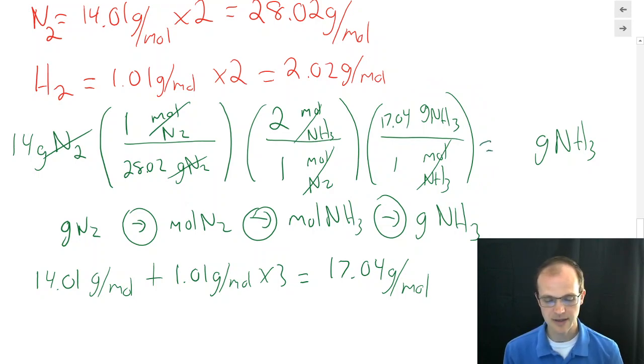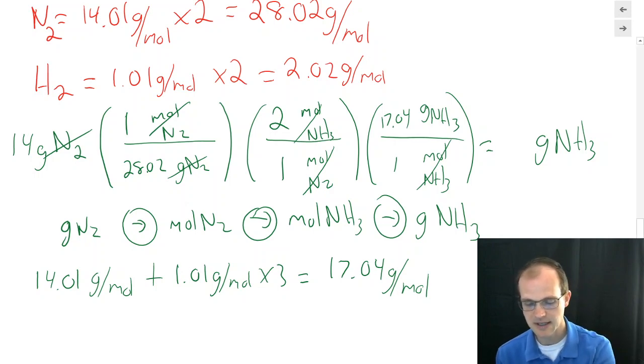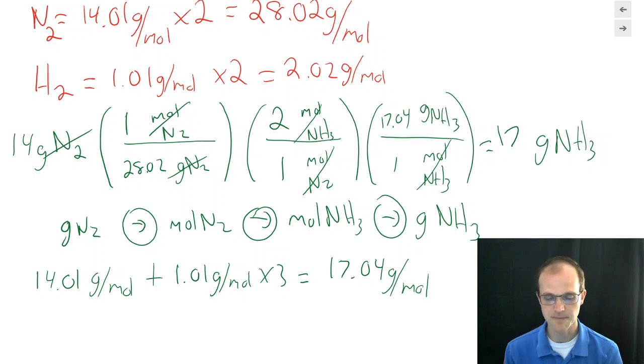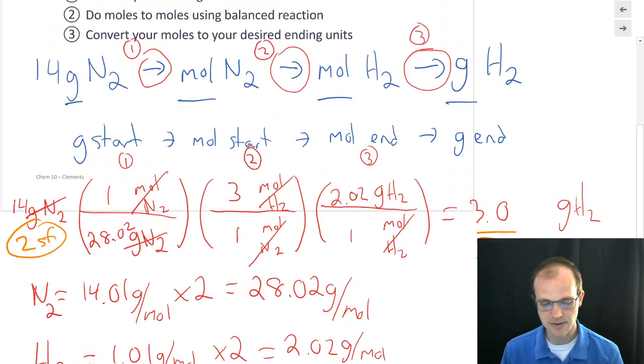All right, what do we get? We get 14 divided by 28 is a half, times 2 is 1, times 17 is 17 grams of ammonia. Again, my 2 sig figs come from my starting 2 sig figs in my nitrogen. And that is how we do grams to moles to moles to grams.